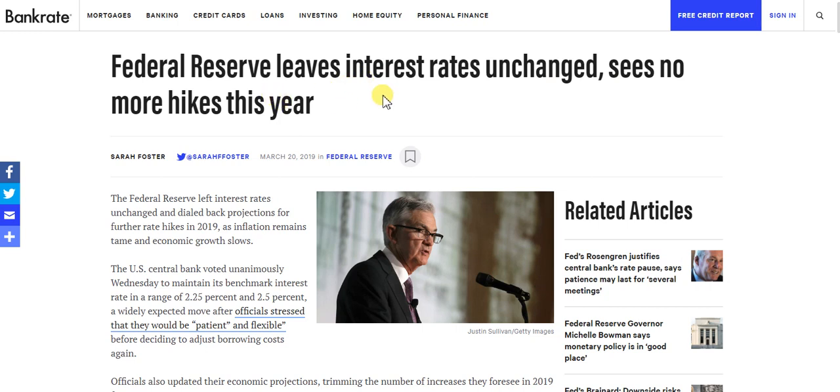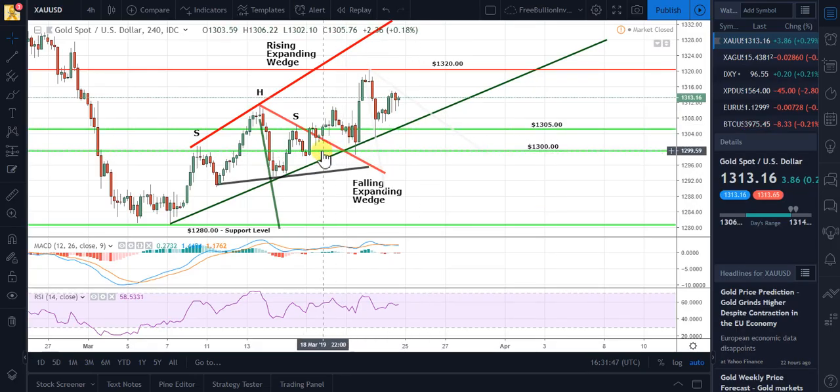the fact that the Federal Reserve was going to leave rates unchanged and likely not going to change them anytime soon. And that's really what the market was seeing. They moved the price of gold higher. It consolidated, and then on Wednesday, at the time of the meeting and the announcement from the Federal Reserve, the price of gold shot up, testing the 1320 level.